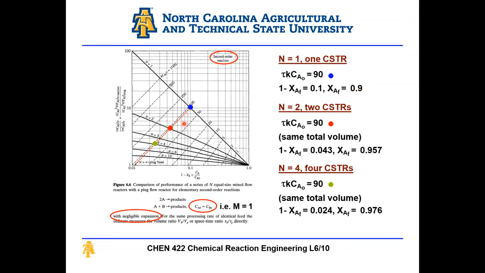My conversion is 0.9. If I put 2 CSTRs in series while keeping the volume constant, so tau k C naught is still 90, you see this new dashed line I drew here. Looking at n equals 2, I can see that I can achieve a conversion of 0.95 by just breaking down this large CSTR into 2 smaller CSTRs with the same equivalent volume. Similarly, if I go to n equals 4, same total volume as well, I can increase my conversion to 0.976. So I can achieve a much higher conversion by just putting a bunch of CSTRs in series as opposed to using a much larger CSTR.